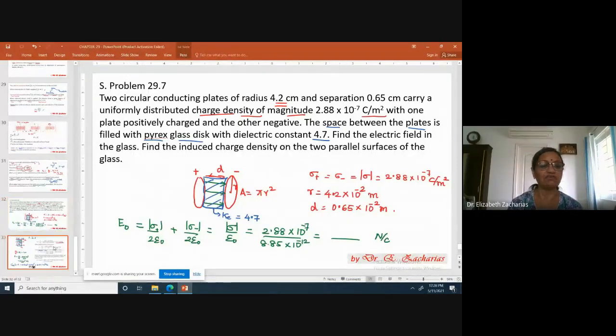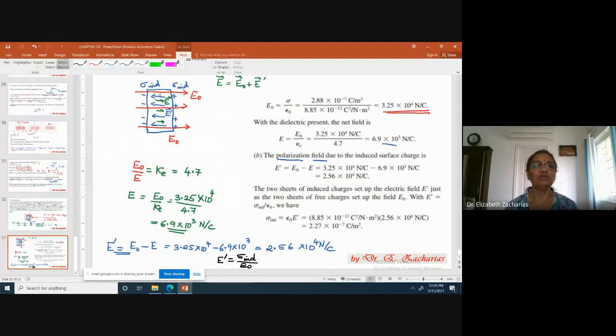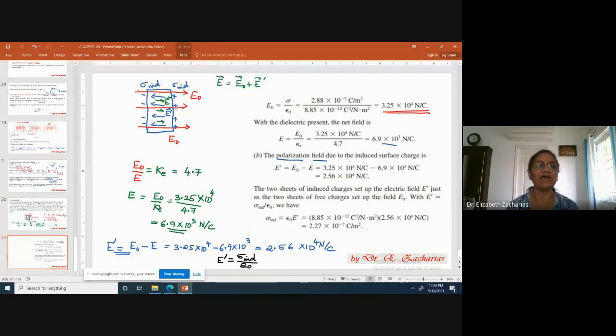Like that, here you see these two induced charges will behave as if they are two sheets of charge, sigma induced minus and sigma induced plus. Okay. Therefore, because of these two, there is a field in between. That field is going to be E prime.